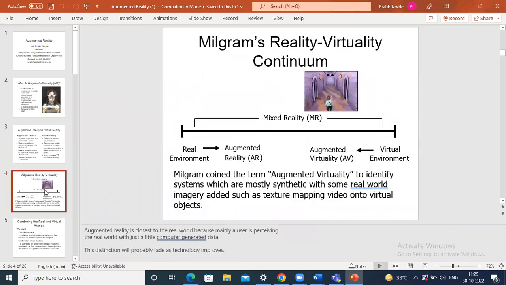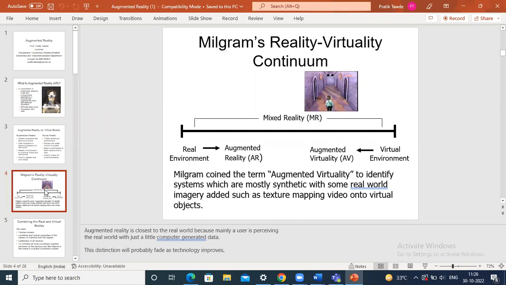Now, Milgram's reality-virtuality continuum is very important. There is one more important technology, that is mixed reality. When I talk about augmented reality and virtual reality, mixed reality is a hybrid scheme. It is a combination of both, AR as well as VR. So when I talk about mixed reality, basically you will require a real environment. For the real environment, we are going to develop AR, that is augmented reality, followed by virtual reality, and then finally we are going to talk about the virtual environment.